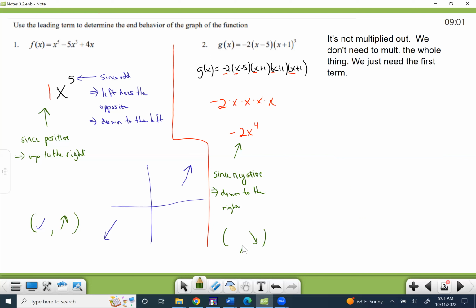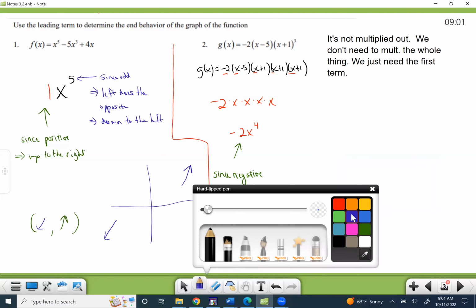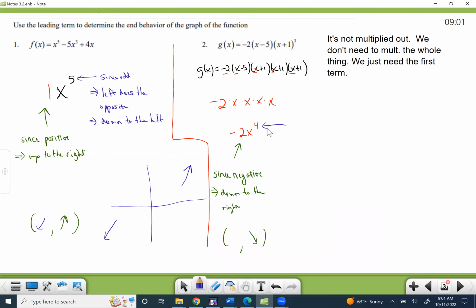All right, now let's go check out that exponent. So the exponent is 4, right? Okay, so since even, that's going to imply that the left does the same. Left is the same. So if the right went down, the left will go down. So our graph will go this way and we'll go that way. And again, we don't know what the middle is going to do, but we do know that both ends are going to go down.